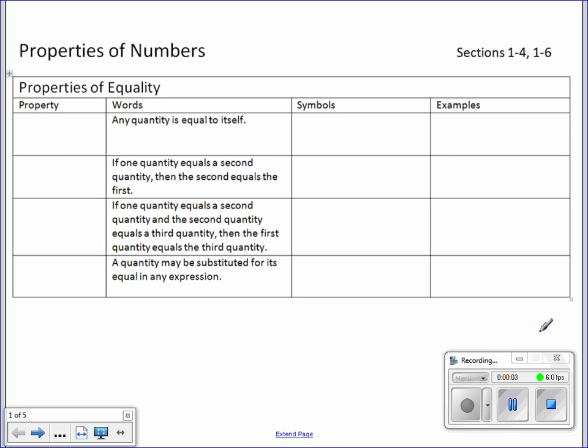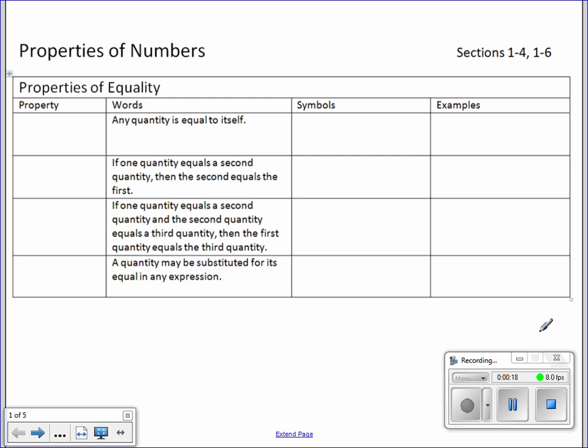Today we're going to watch our first video of class notes. We're going to talk about the properties of numbers. And we have the tables here already copied down the definitions. We're going to fill in the name of the properties, symbols, and the examples.